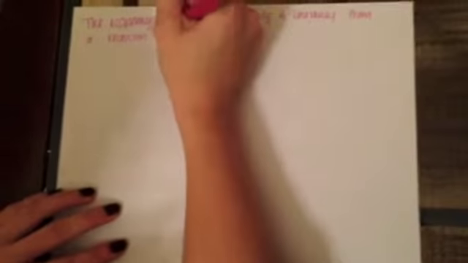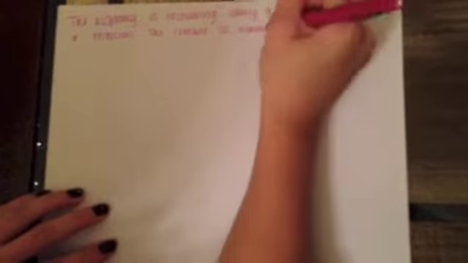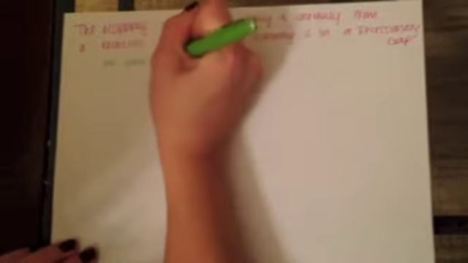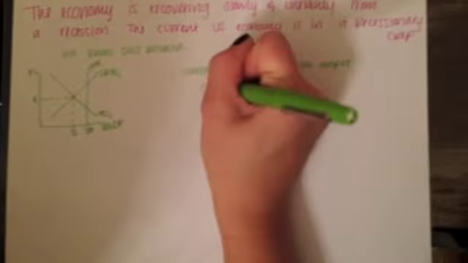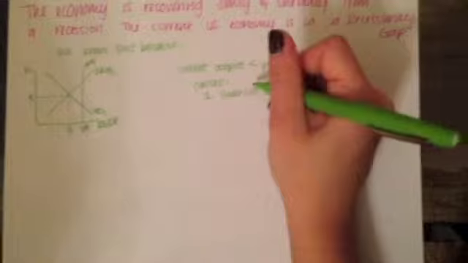The economy is recovering slowly and unevenly from a recession. The current U.S. economy is in a recessionary gap. We know this because current output is less than potential output. Causes of this are underutilizing resources, high unemployment, which we know as 7.8%, and low inflation, which was 1.8% for 2012. When AD decreases, price level and RGDP go down and unemployment goes up.